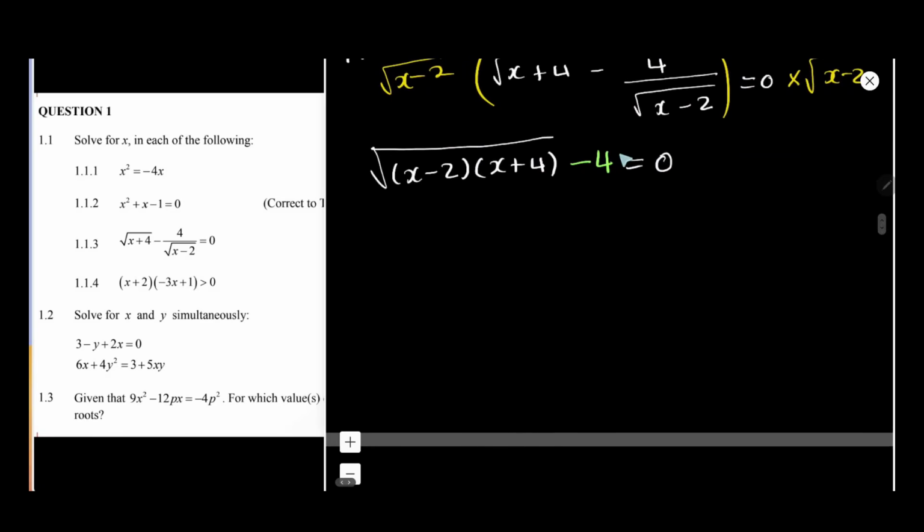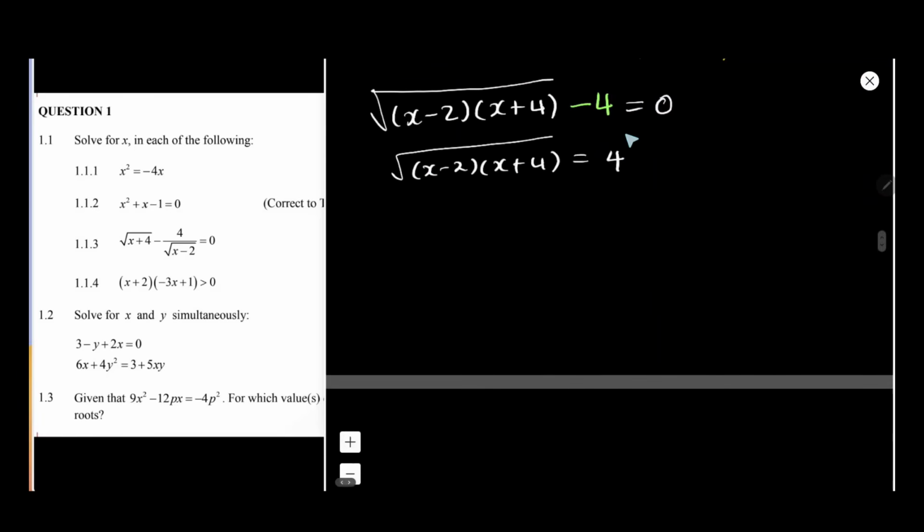We have a surd, and we have a number. When you're solving an equation that has a surd, you need to isolate the surd. So keep the surd on its own. So we're going to leave this here, x minus 2 and x plus 4, and we're going to take the negative 4 over. So it becomes a positive 4.